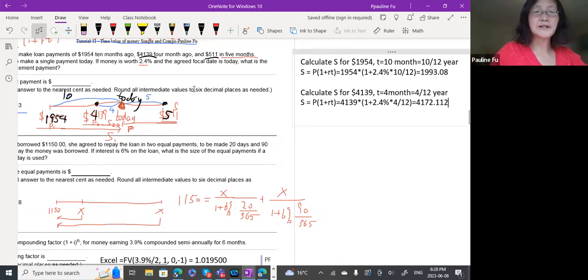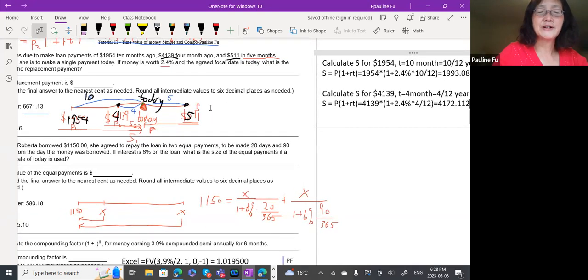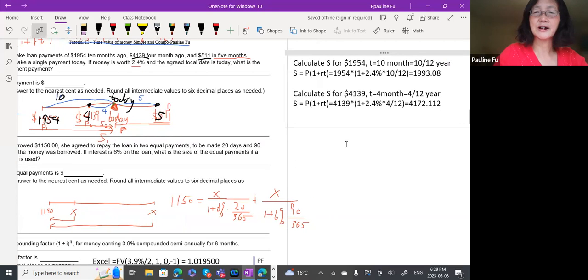Next, I will calculate this 5 months. Now, you are going to pay in 5 months, $511. So this time, you need to calculate the present value because the reference is today. $511 is a future value. You need to calculate what is the present value for $511. Okay, so just this time use a different formula.